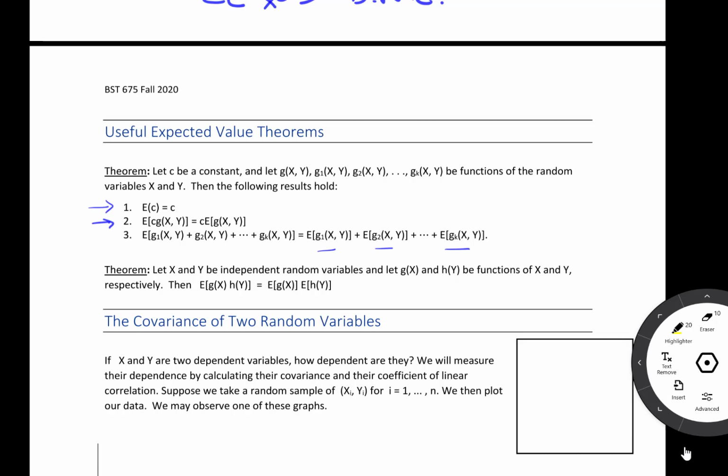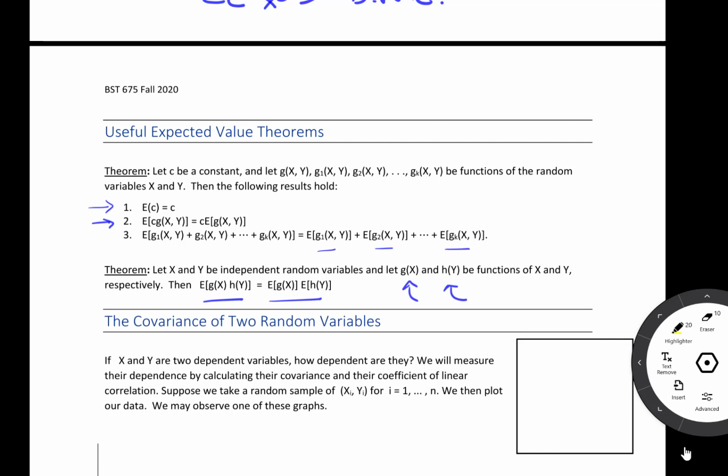And then also similar, we have a result related to the idea of independence. So if x and y are independent and we have two functions where g of x is solely a function of x and h of y is solely a function of y, then we know the expected value of the product of those two functions is equal to the product of the two expected values. So again, very similar to what we saw in the univariate case.